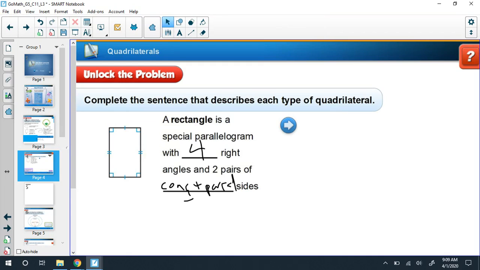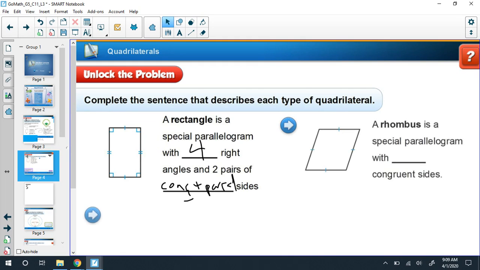So again, a rectangle is also a parallelogram. And if a rectangle is a parallelogram, that means that it is also a trapezoid and it is also a quadrilateral. Another one that's got some more specific aspects to it is a rhombus. So a rhombus is a special parallelogram. So again, it is a parallelogram, which also makes it a trapezoid, which also makes it a quadrilateral.